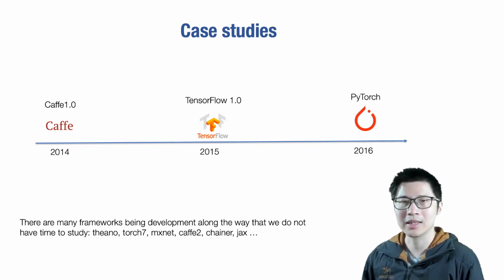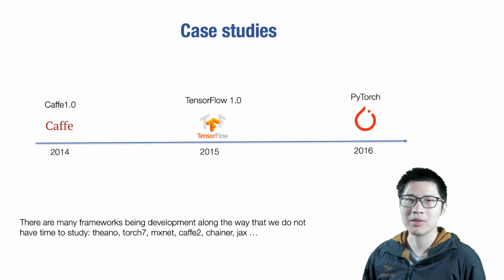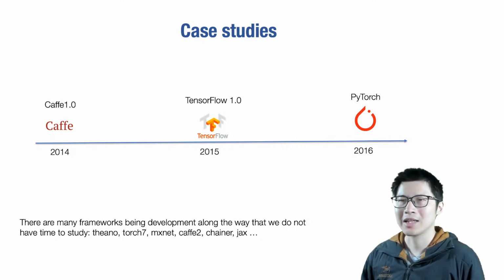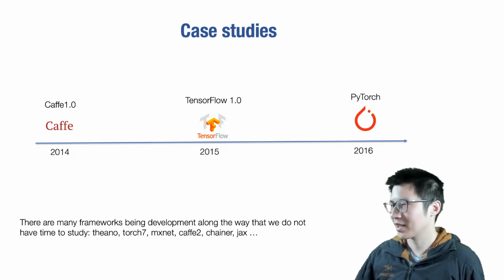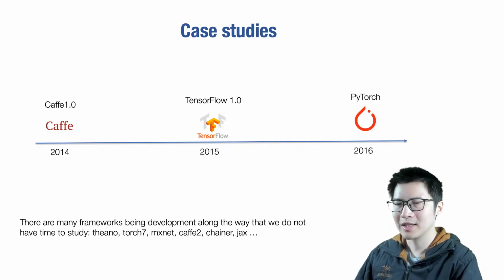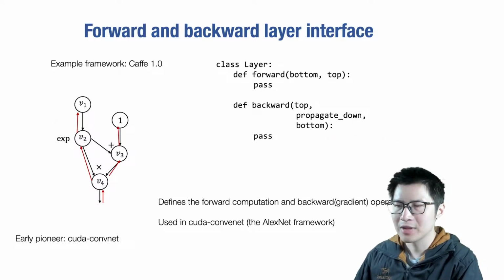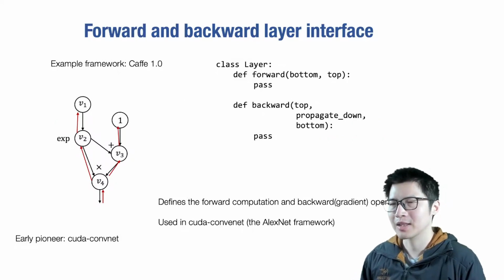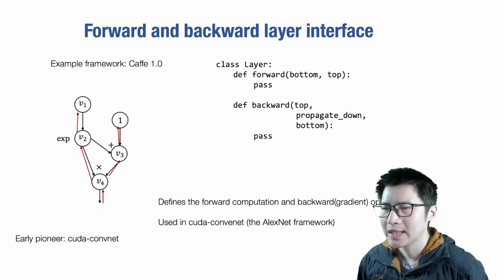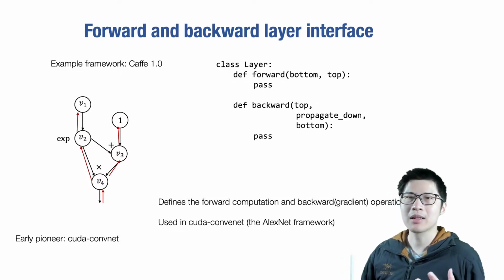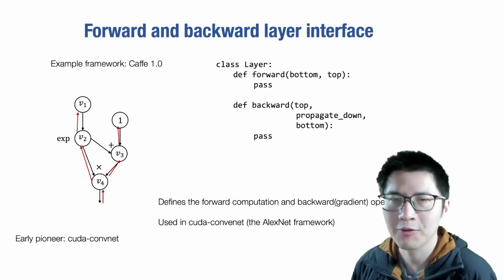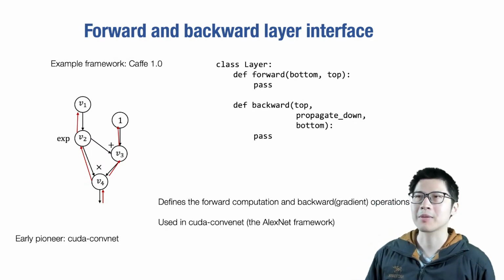Specifically, how do you design the interface to build neural networks, how are they different from each other, and why do they come down with this kind of design? Okay, so as a first step, let's take a look at Caffe 1.0, a typical representation of a first generation deep learning framework.